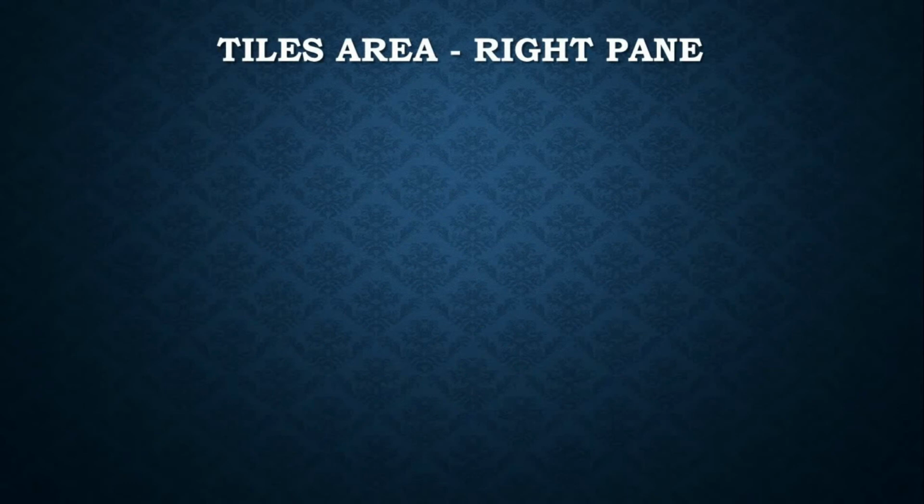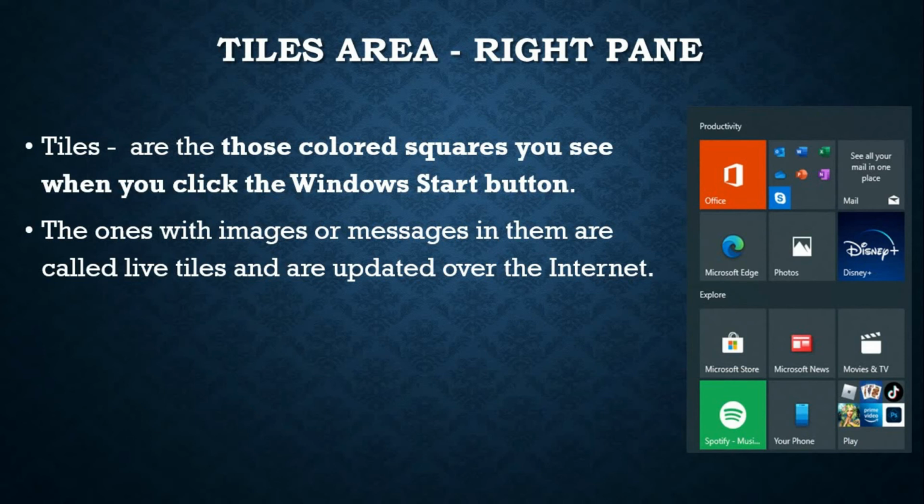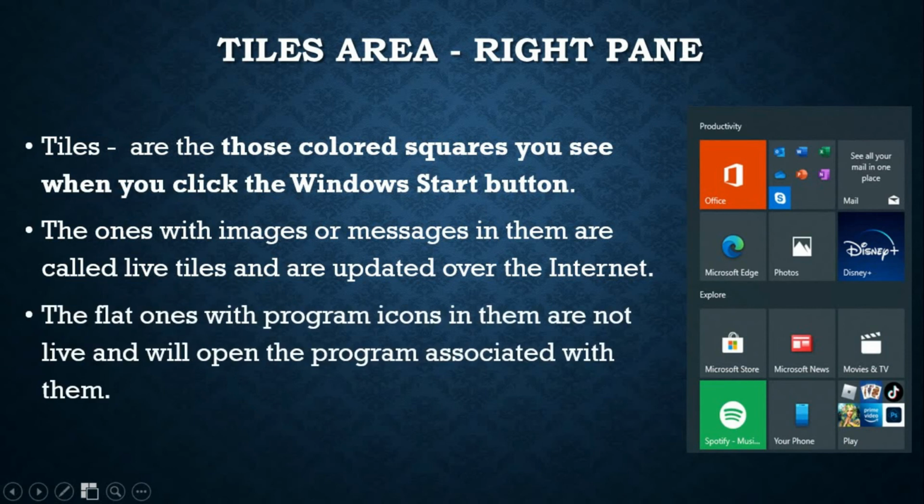Tiles area, the right pane. So tiles are those colored squares you see when you click the Windows Start button. The ones with images in them are called live tiles. So these are called live tiles and are updated over the internet. The flat ones with program icons in them are not live and will open the program associated with them.